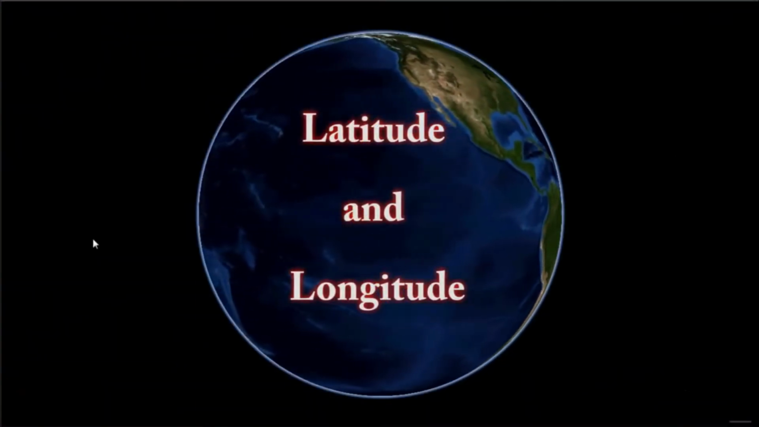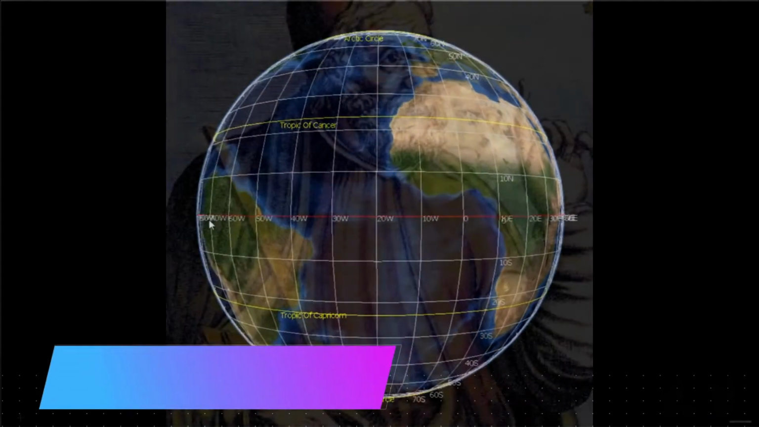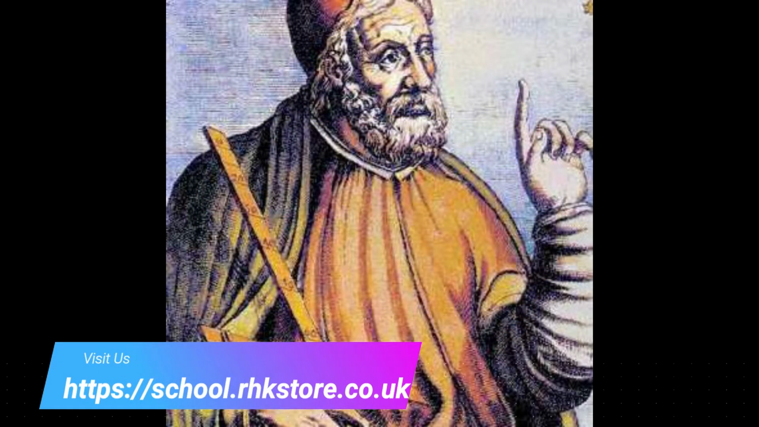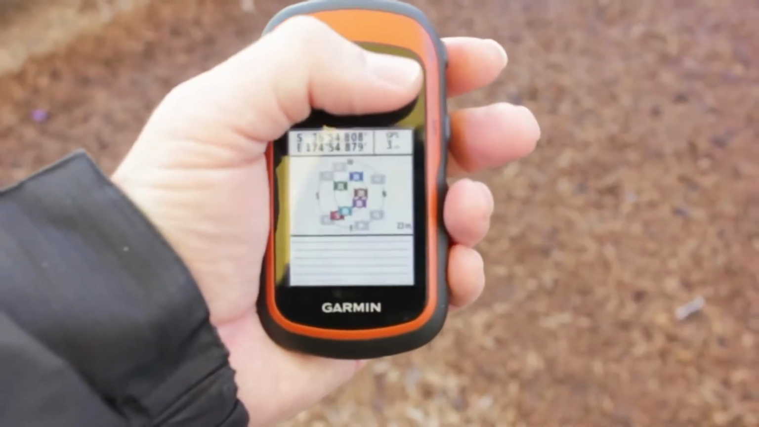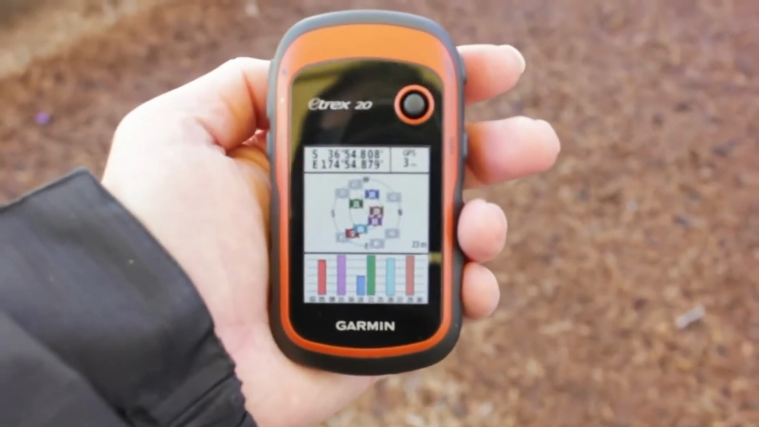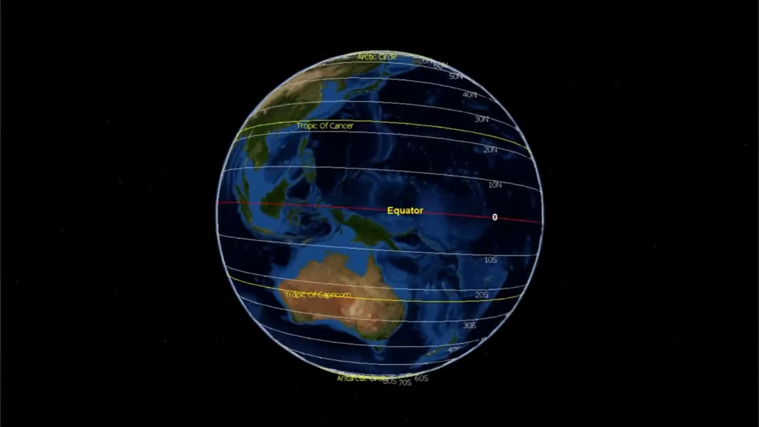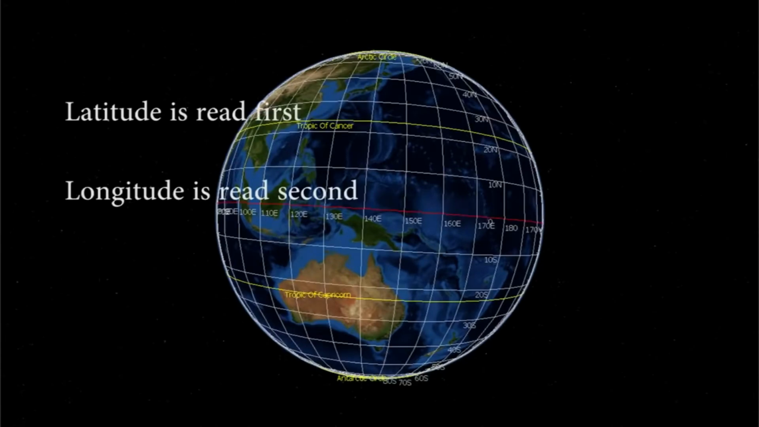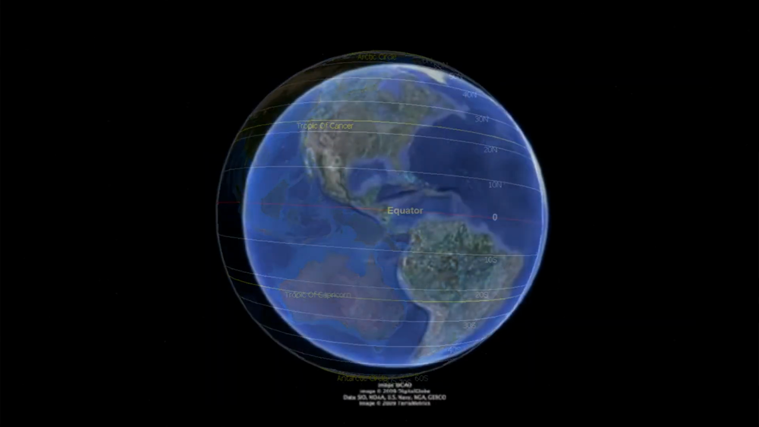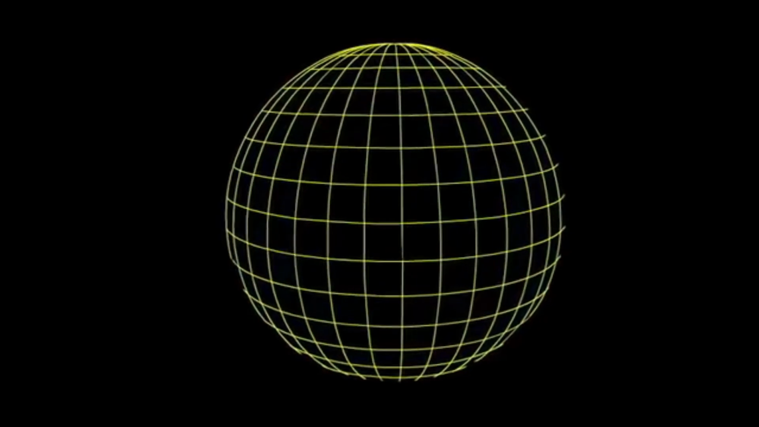Latitude and longitude, as a coordinate system, is used for locating any place on the Earth. It was devised by a Greek astronomer named Hipparchus. Today, it is widely used in the global positioning system and geographical information systems. The Earth is divided up into horizontal lines, latitude, and vertical lines, longitude. Latitude is read first and longitude is read second. To find a precise location, parallels of latitude and meridians of longitude form an invisible grid over the Earth.